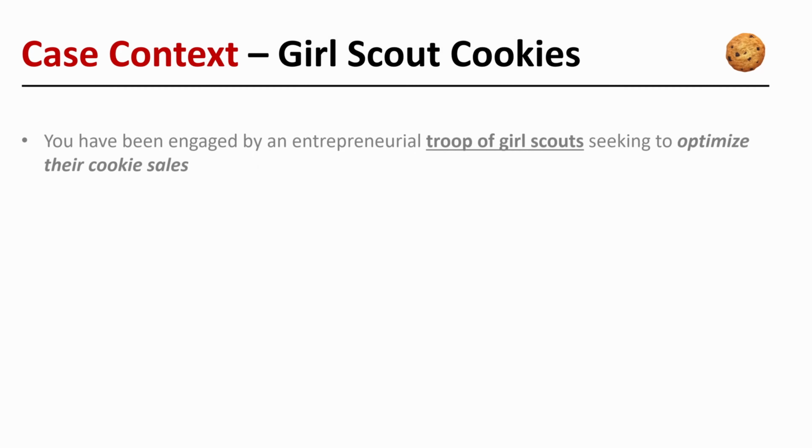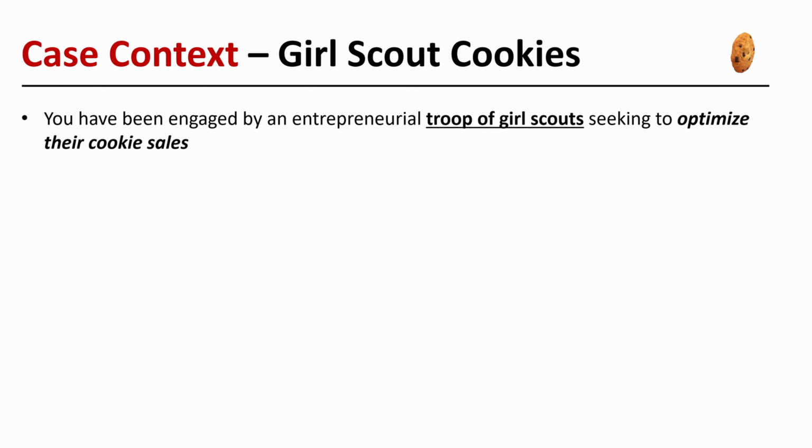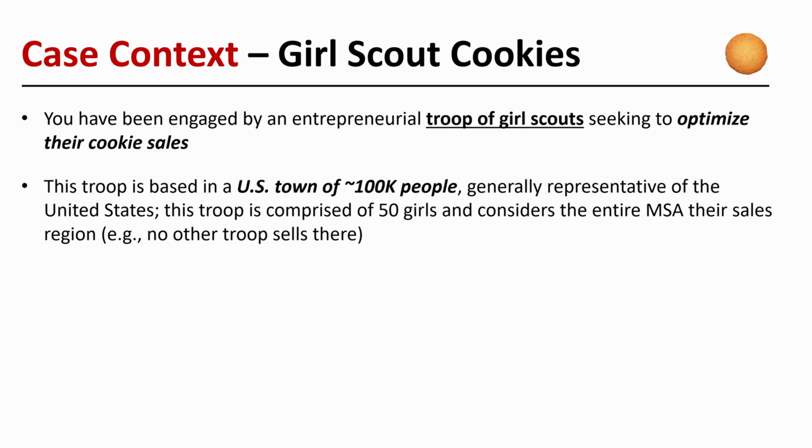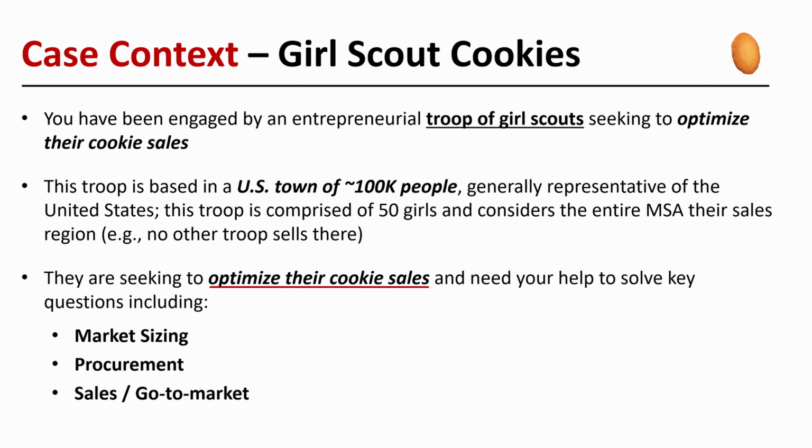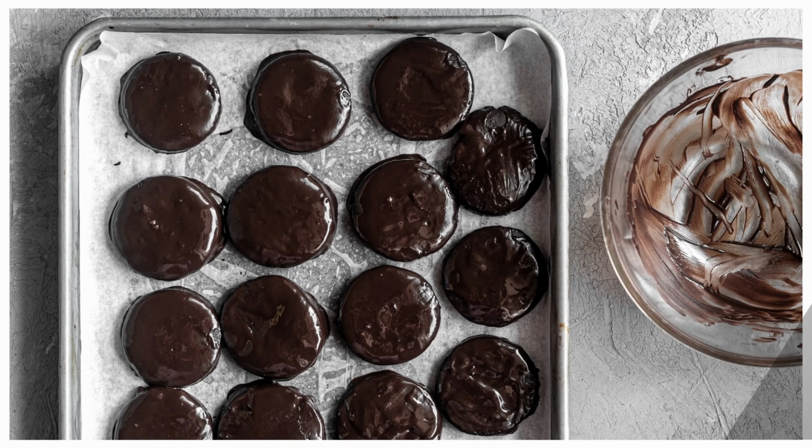You have been engaged by an entrepreneurial troop of Girl Scouts seeking to optimize their annual cookie sales. This troop is based in a U.S. town of roughly 100,000 people, representative of the United States. The troop is comprised of 50 girls and considers the entire metropolitan statistical area their sales region, with no other troops selling there. They are seeking to optimize their cookie sales and need you to help solve key questions, including market sizing, inventory procurement, and their sales or go-to-market strategy.